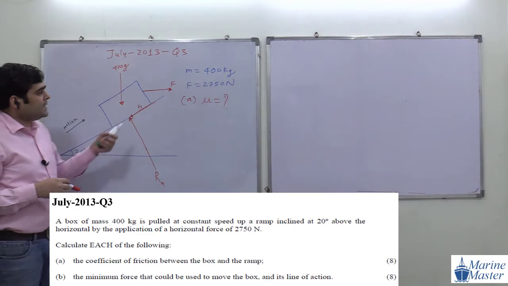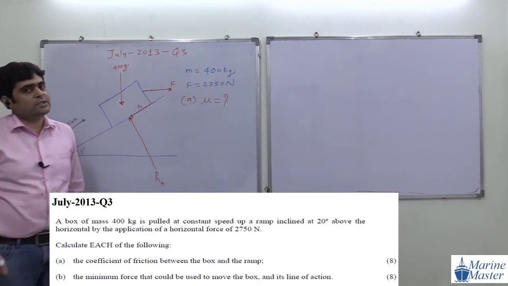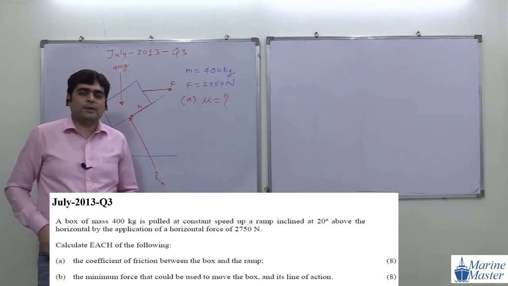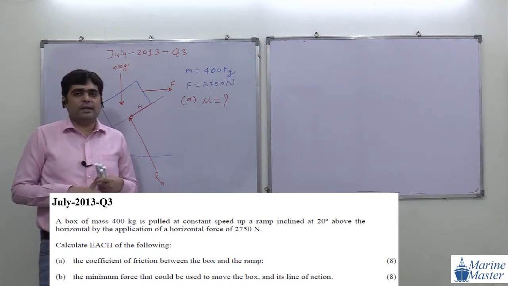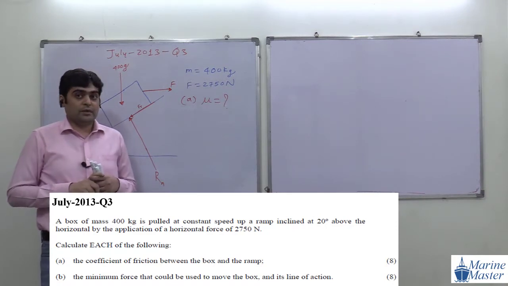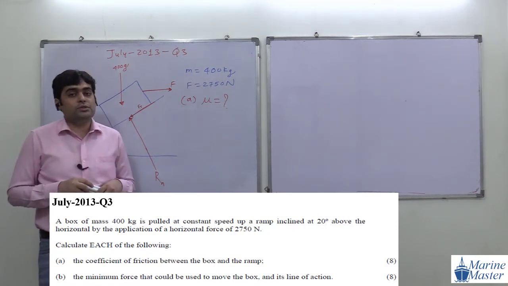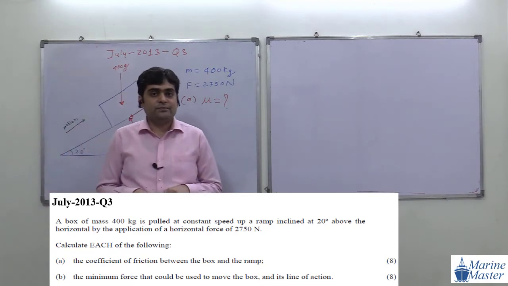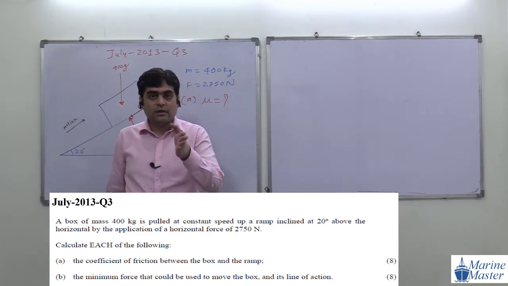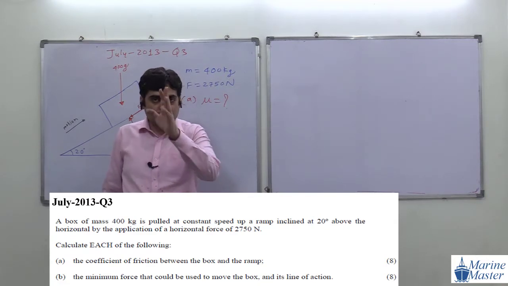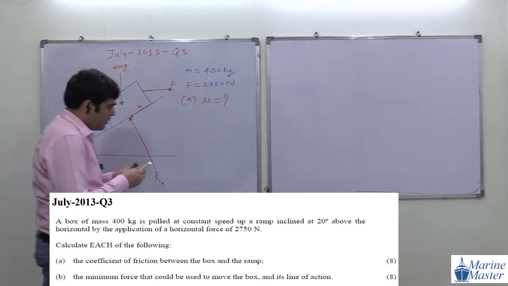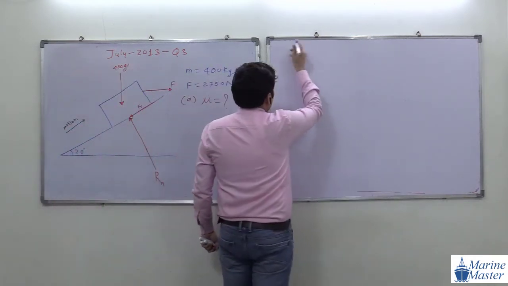Now, to get the value of mu, we are going to use, as usual, two ways. First way is the equilibrium equation method. And the second way is the force vector diagram method. Okay, see the point here. Now, what is our first way to get the answer?